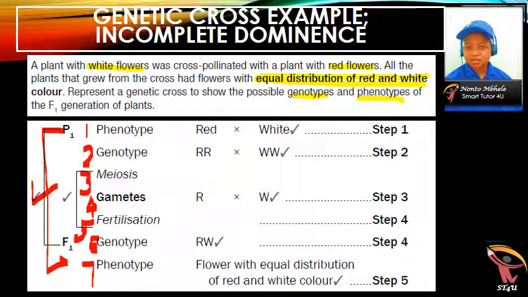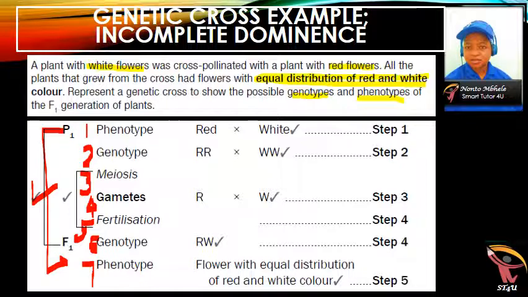So then let us just try and solve this problem. A white flower plant was crossed with the red one, and the flowers that came out were flowers with red patches and white patches. So then you have written your phenotype, your genotype, your meiosis, your gametes, your fertilization, your genotype, and your phenotype. So what will be your phenotype? Remember that your phenotype is expressed in word form. So it's the physical appearance. So it's white and red.